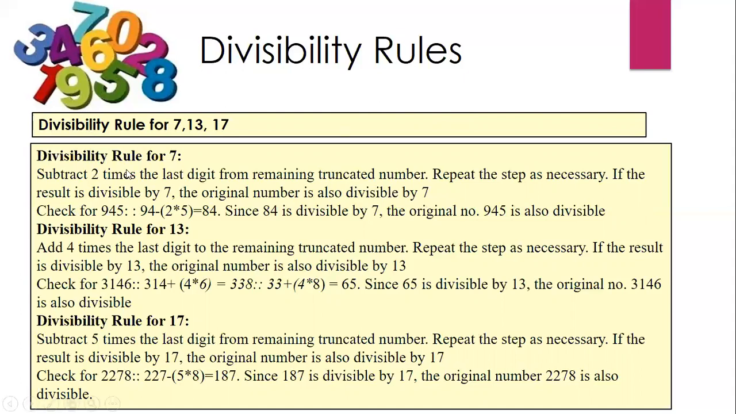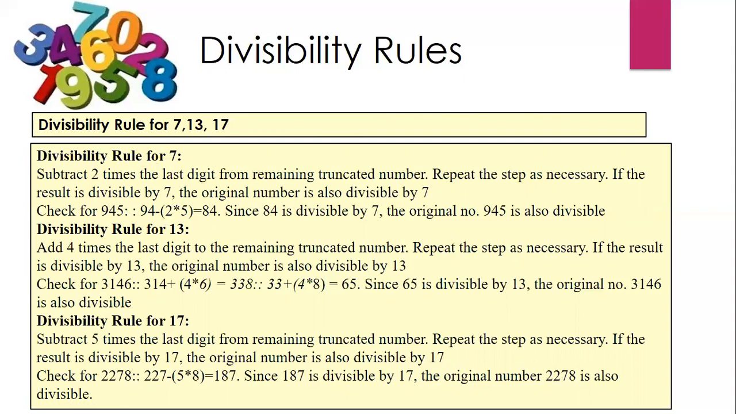So here, 945, the unit digit is 5. 5 into 2, 10. Subtract it from the remaining digits, which is 94. 94 minus 10 is equal to 84. 84 is divisible by 7. So 945 will also be definitely divisible by 7. If it is a 5-digit number or 6-digit number, you need to repeat the same process till we are able to get a 2-digit value or a multiple of 7.